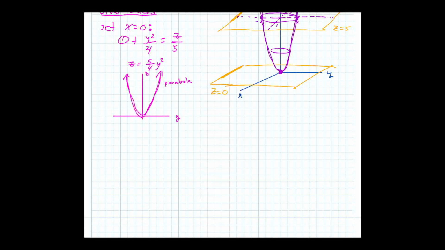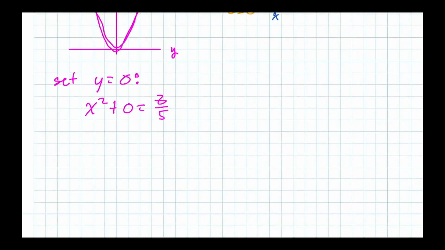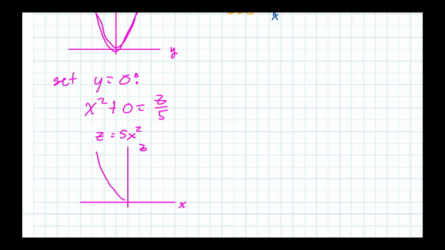Now, what about if I set y equal to 0? I would get x squared plus 0 equals z over 5, right? Which multiply both by 5 and you get z equals 5x squared. And that x z, this is also a parabola.